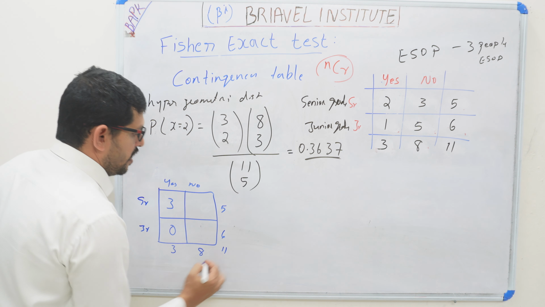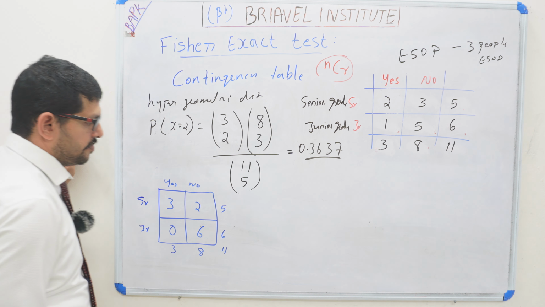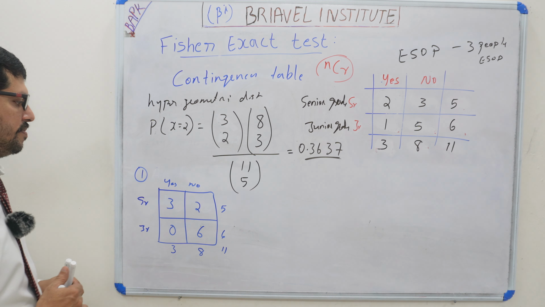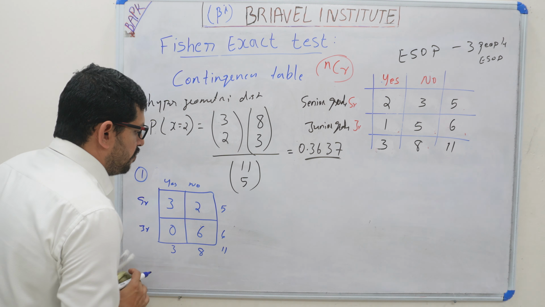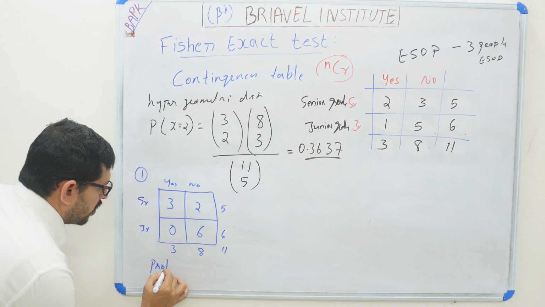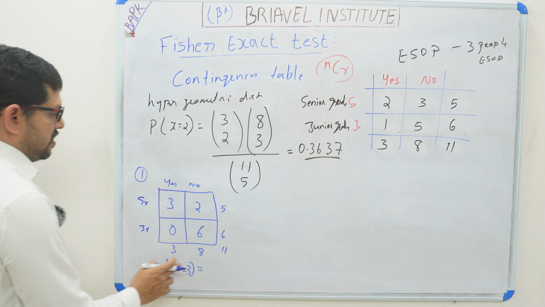So 3 people got the ESOP, this is the extreme case. Then the remaining 2 is there. Here it is a 6. So this is one combination. Here also we can find the probability value. Probability of S is equal to 3. What is the probability of S is equal to 3?